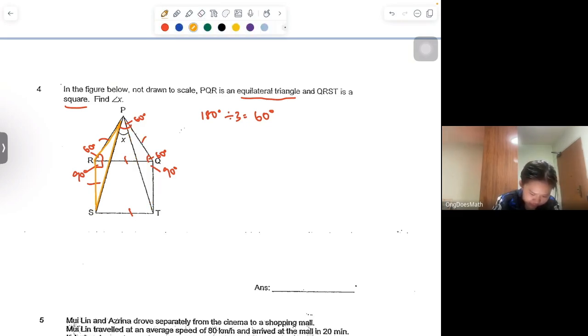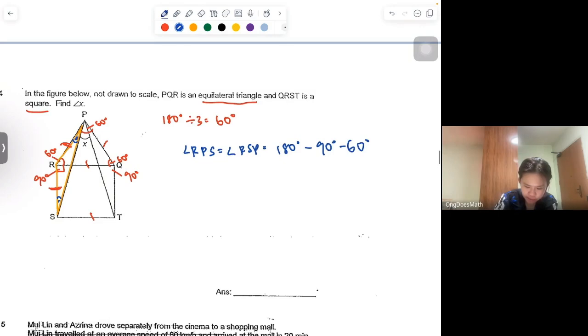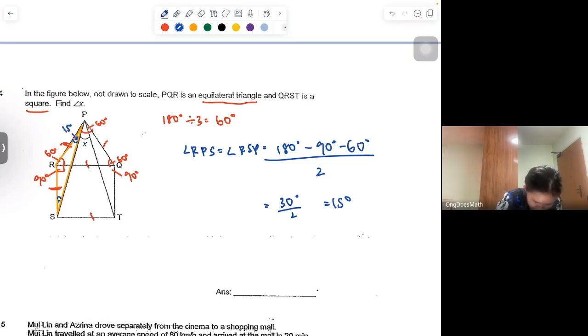So for this triangle over here, can you see that it's actually an isosceles triangle? So there's these two lines here, right? Which shows that they are equal, right? So it's actually an isosceles triangle, which means that you can find these two blue angles over here. So you can go and find angle RPS, which is also equals to angle RSP. And that's just 180 degree, angle sum in the triangle, minus 90, minus 60 degree, then the whole thing divided by 2. So you should get 30 degree divided by 2, which is just 15 degree. So the blue angle over here is 15 degree, 15 degree.